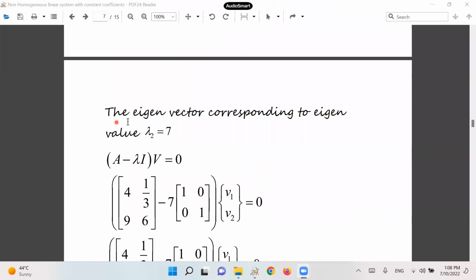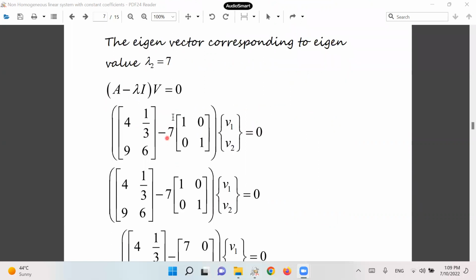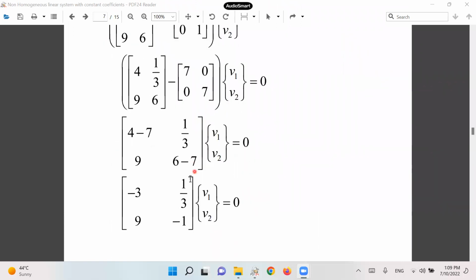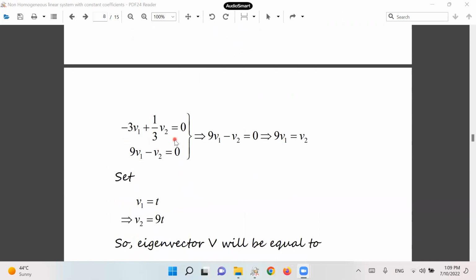The second part is how to find the eigenvector corresponding to the second eigenvalue, λ2 = 7. We substitute the value λ = 7 and subtract, so we get -3, 1/3, 9, and -1, multiplied with the vector v1 and v2. So we have the system of equations -3v1 + (1/3)v2 = 0, and 9v1 - v2 = 0.